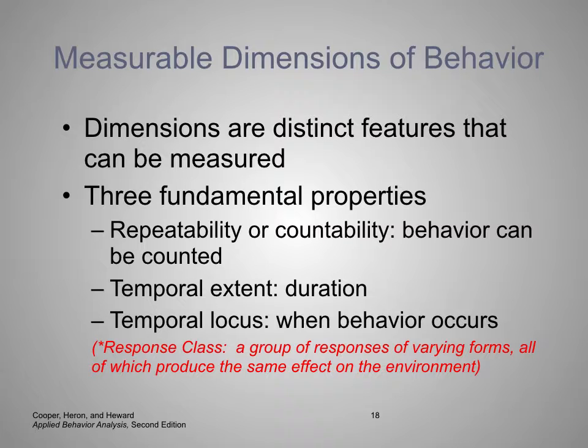Every instance of behavior occurs during some amount of time. So the duration of behavior can be measured. The last one, temporal locus. Every instance of behavior occurs at a certain point in time with respect to other events. So when behavior occurs can be measured. So we can count the behavior, the duration of behavior can be measured, and when behavior occurs can be measured because of the behavior's properties.